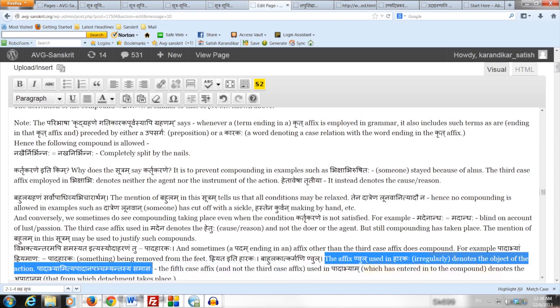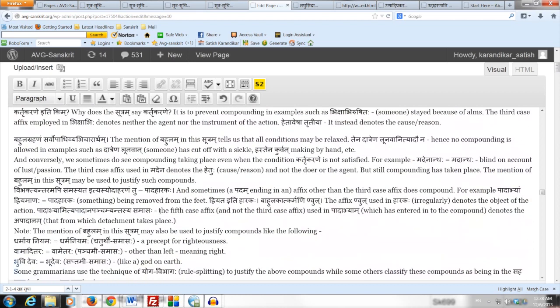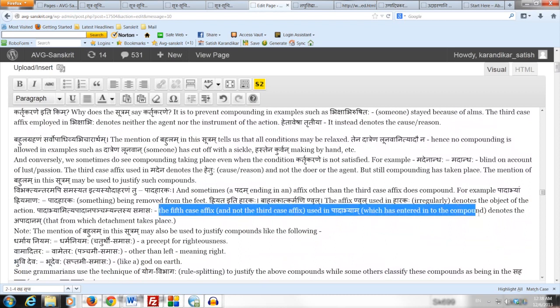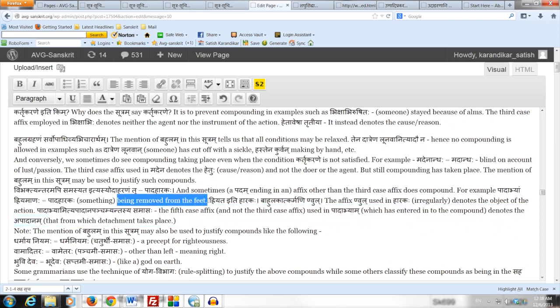Padabhyam ityapadana panchamyantasya samasaha. Fifth case affix and not the third case affix used in padabhyam, which has entered into the compound, denotes the apadanam, that from which detachment takes place, because something is being removed from the feet. So these kinds of compounds may also be justified by taking recourse to the mention of bahulam in this sutram. Here we don't have a third case affix at all, but still bahulam allows us to accommodate this compound.